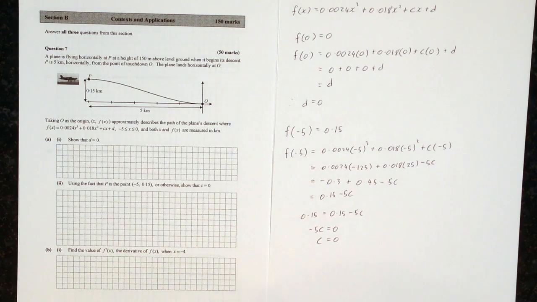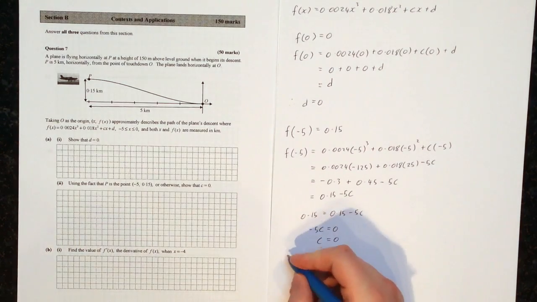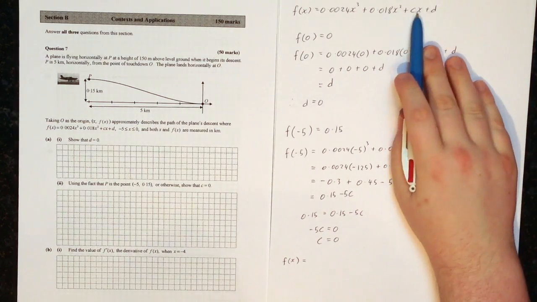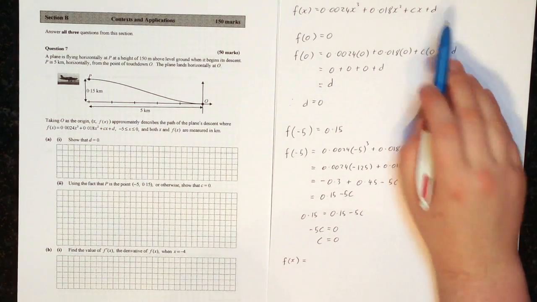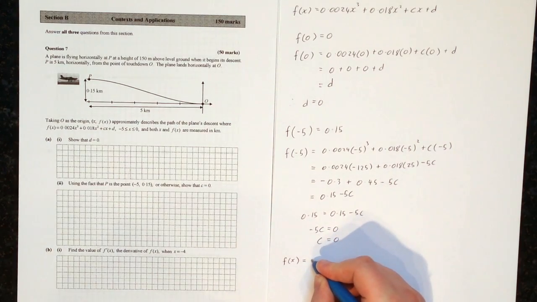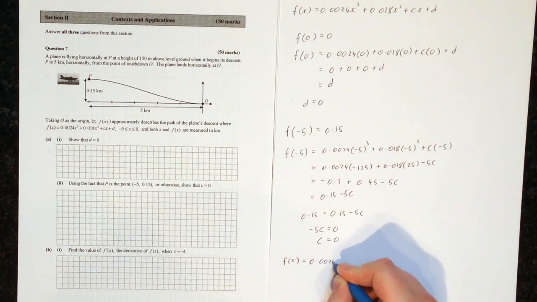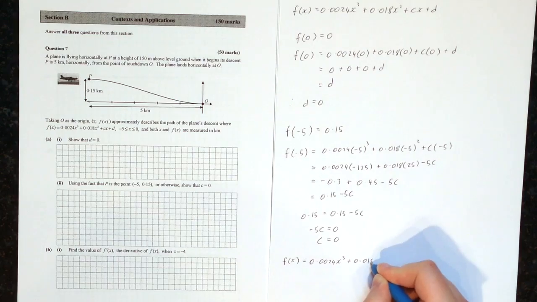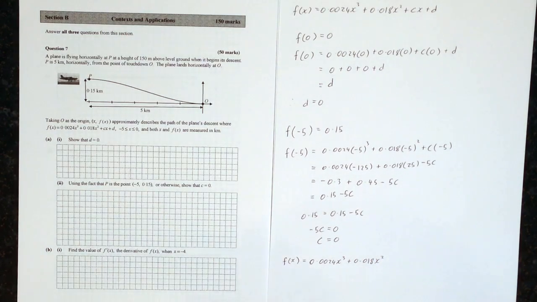Part B, we're asked to find the value of f dash x, the derivative of f of x, when x is equal to minus 4. So the first thing we want to do, we're going to rewrite f of x without these last two terms, because we know both c and d are equal to 0. So we now know that f of x is equal to 0.0024 x cubed plus 0.018 x squared. The last two terms are both equal to 0 because both c and d are equal to 0, and we know that from part A.